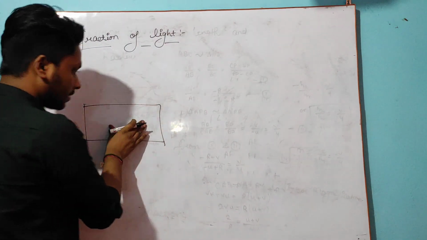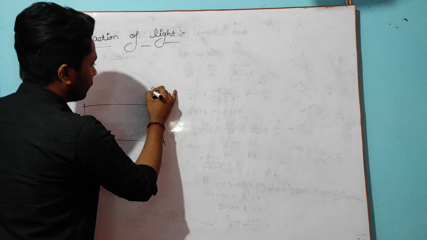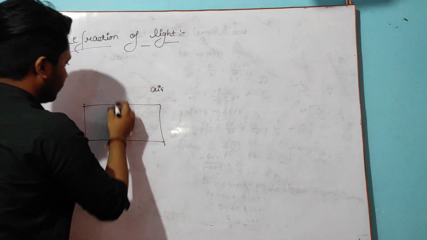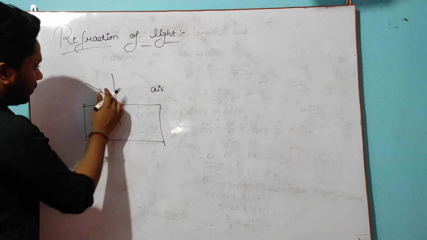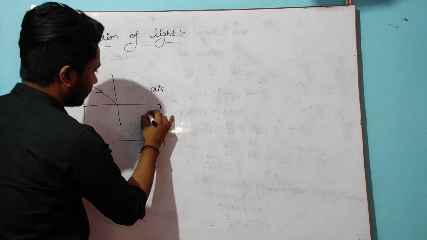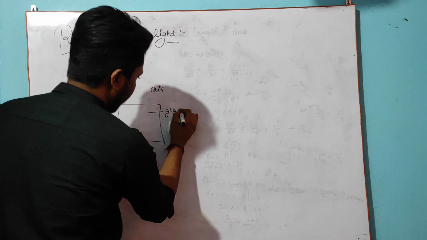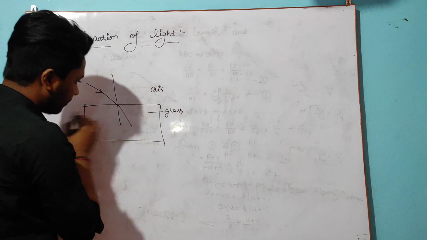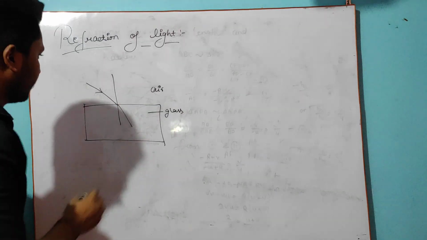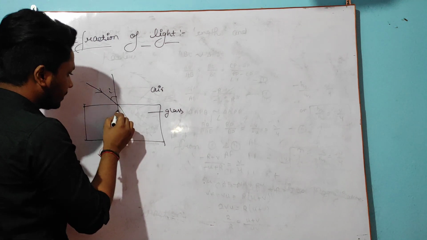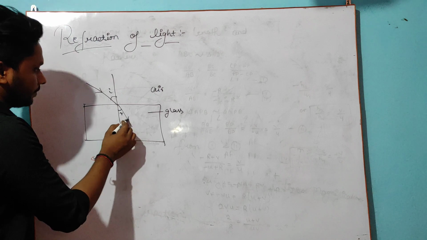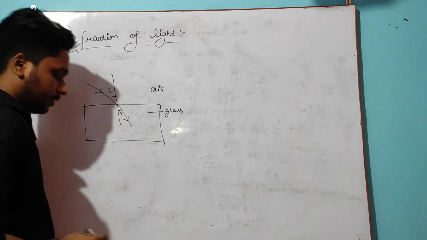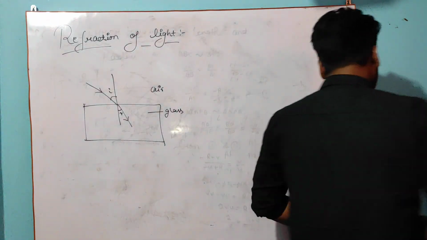This is some material and this is, suppose, air. Now, if light passes from this medium, air, to this one, suppose this is glass, then it will get bent like this. Okay, so this is the angle of incidence and this is the angle of refraction, sorry, and this is the normal.